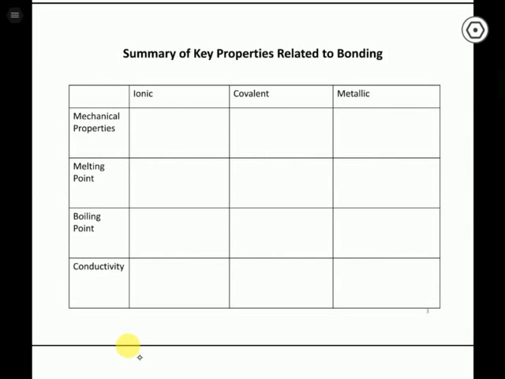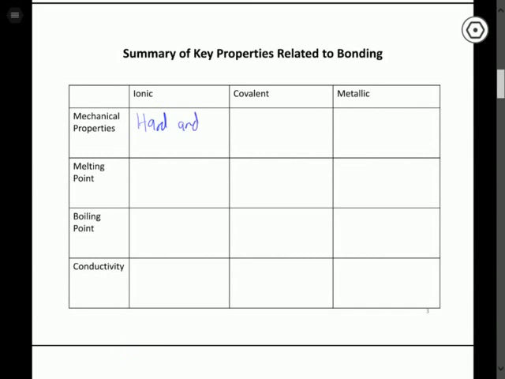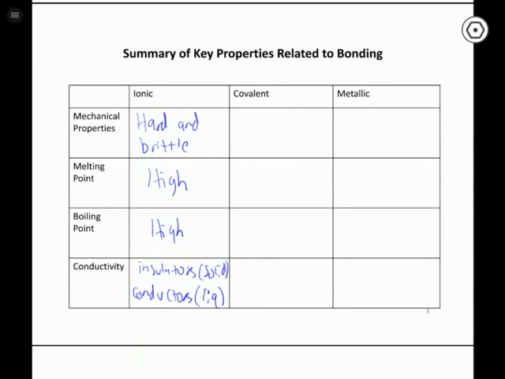So we just finished ionic compounds, so we're just going to essentially copy over what we had from the previous. So they're hard and brittle. Their melting points and boiling points are very high. And as for their conductivity, they're insulators in the solid phase, and they're conductors if you do go to a high enough temperature to liquefy them. They will conduct electricity in that phase. But normally they're in the solid phase, so they're insulators.